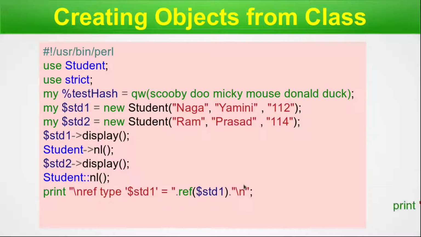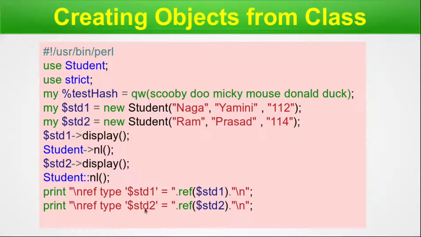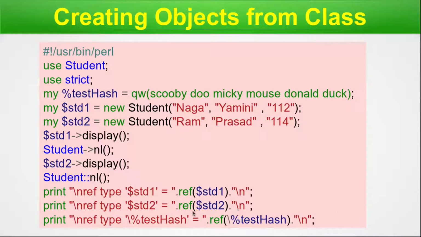And in the next line I am doing the same for the student2 reference. And now comes the purpose why I have written this test hash. Now I am also printing the reference type of this hash. So I'll see in the example whether these objects and hashes are really different or we are getting fooled by Perl, okay. So we'll see whether the outcome is different. So let's move on to the next slide.